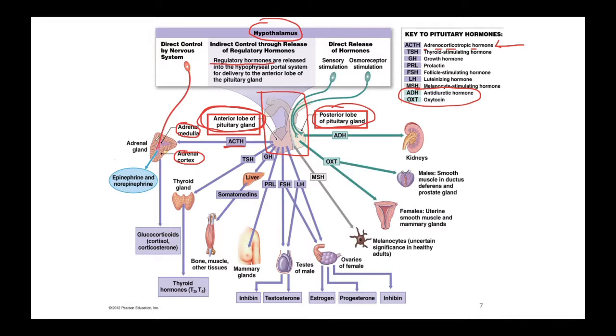Cortex means bark, like the bark of a tree, the outer protection of a tree. That's what cortex means. Even when you look at the brain, it has a cerebral cortex. It's the outer protective covering of the brain. So the adrenal cortex is the outer part of the adrenal gland. The medulla is the inner portion called the adrenal medulla. And both of them are going to produce different hormones.